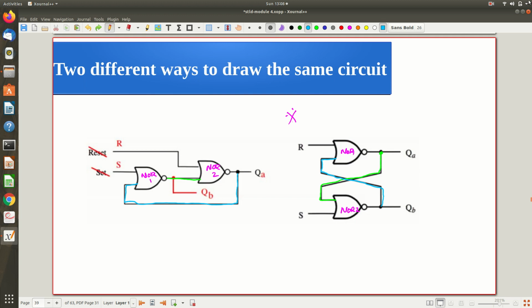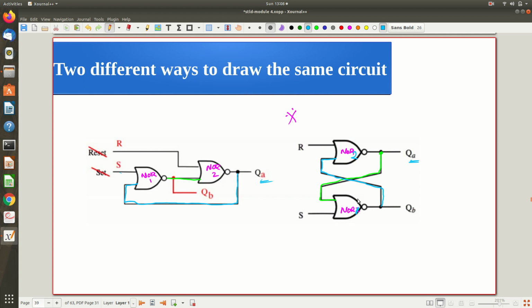Sorry, I made a mistake. This set input I applied to this NOR gate 1. So this was my NOR gate 1 actually, and this was my NOR gate 2. Now from NOR gate 2 I am taking this QA, and similarly, from NOR gate 1 I am taking the QB. Okay, fine. So the same circuit I drew in a different way. Just understand it like that. The top one I am applying reset, and the bottom one I am applying set.